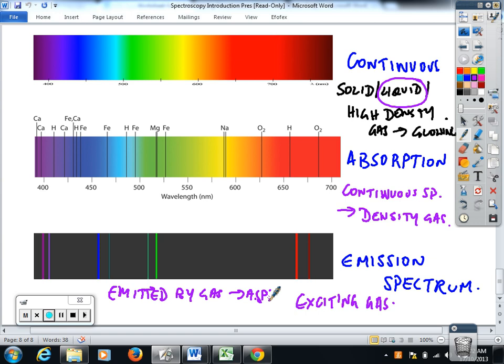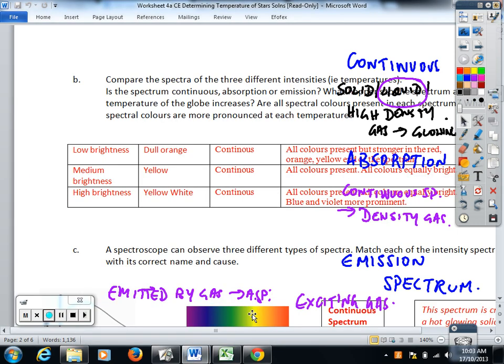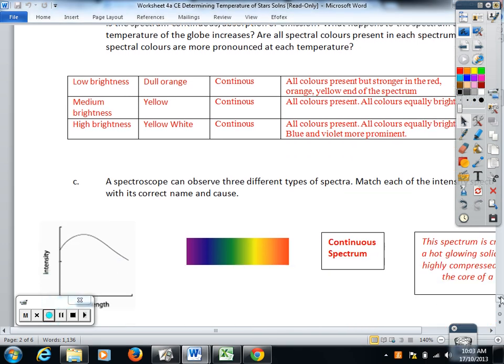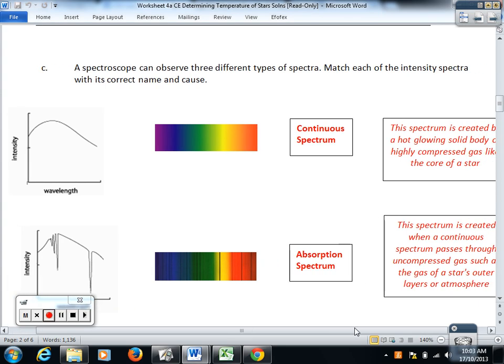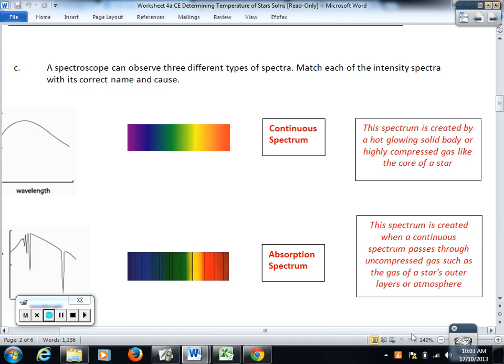So just so you've got there, let's have a look at the answers to that sheet then. So there is a continuous spectrum, okay, and that's a radiation intensity curve, and this spectrum is created by a hot glowing body which is solid, heated up, or a highly compressed gas when heated up.